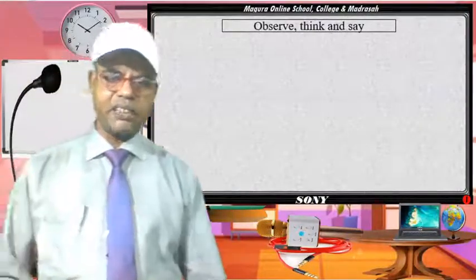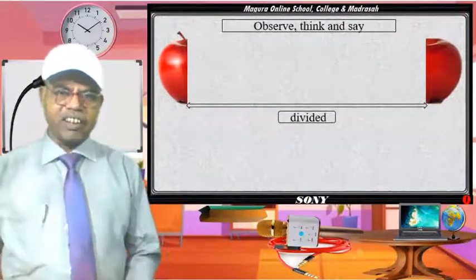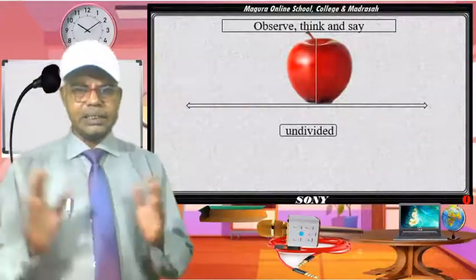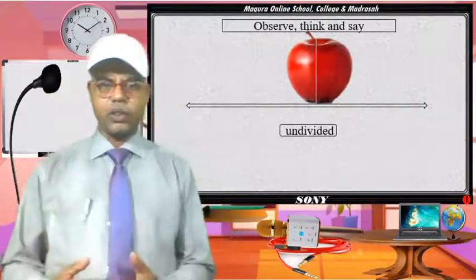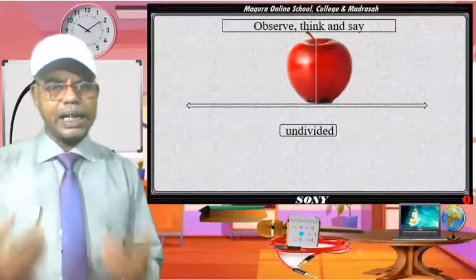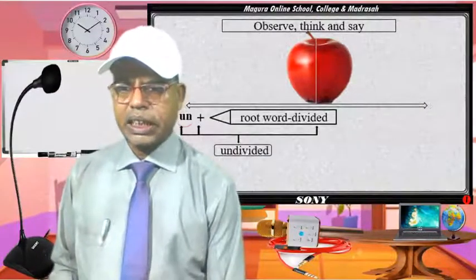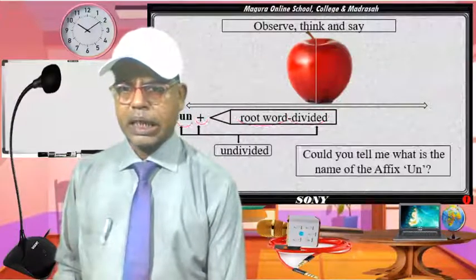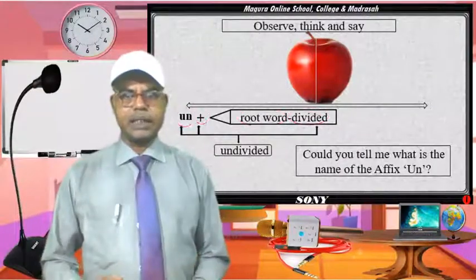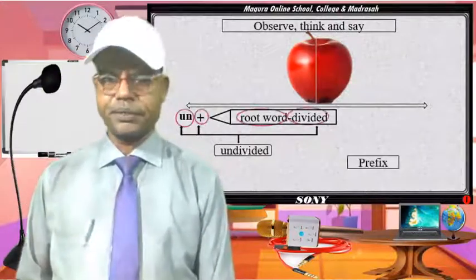Dear students, this is very much important. You see an apple, this is divided. Now, you see this apple is undivided. So, with the root word, we use here an affix. You see here blinking, with the root word an is added. So could you tell me what is the name of the affix an is? Write your answer. Prefix. Okay.